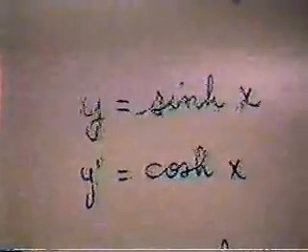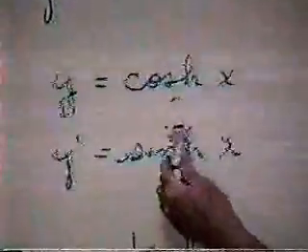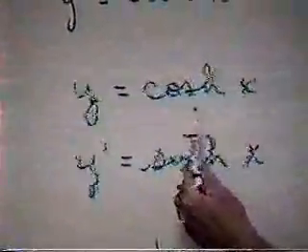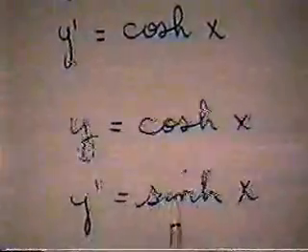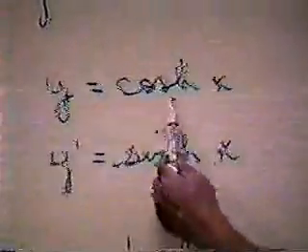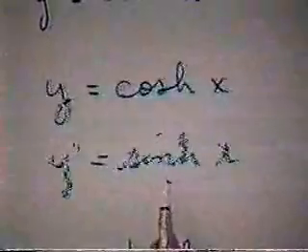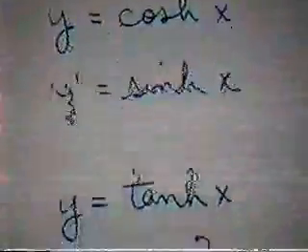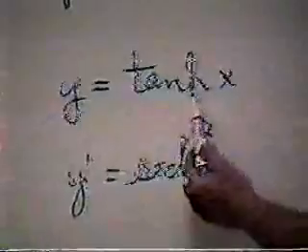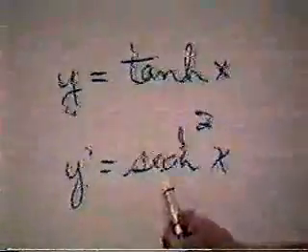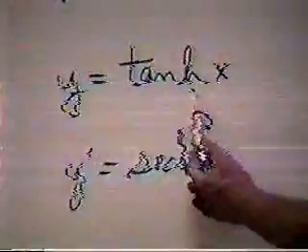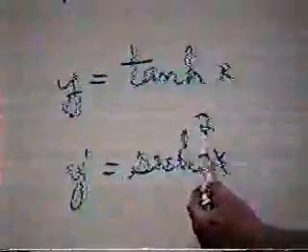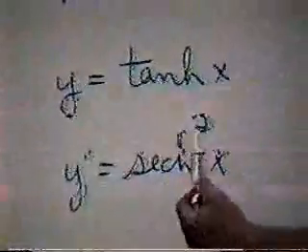All right, let's look at the next one. The derivative of hyperbolic cosine is hyperbolic sine, positive. There's the difference from trig. The derivative of hyperbolic cosine is hyperbolic sine. All right, the next one. The derivative of hyperbolic tangent is just like before, secant squared. Derivative of hyperbolic tangent is hyperbolic secant squared of x.